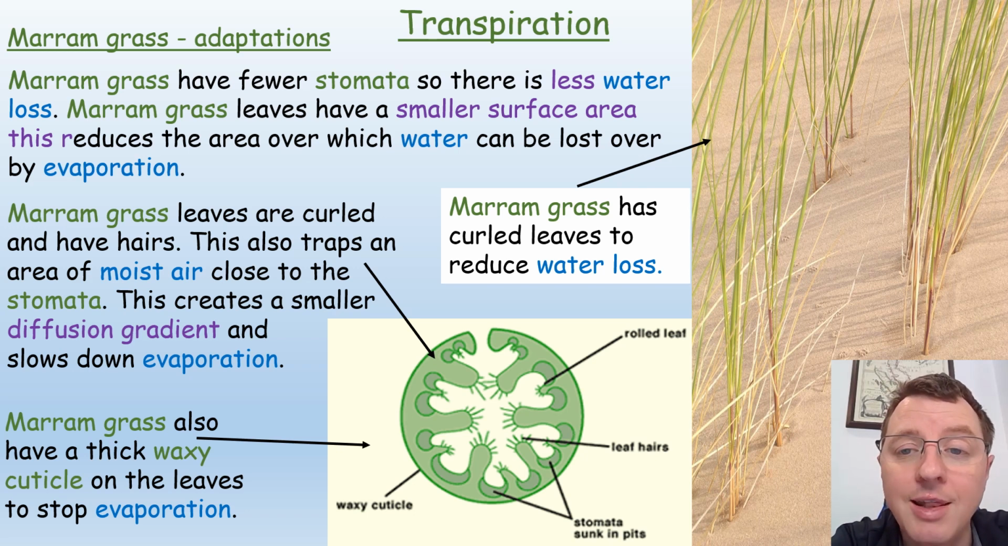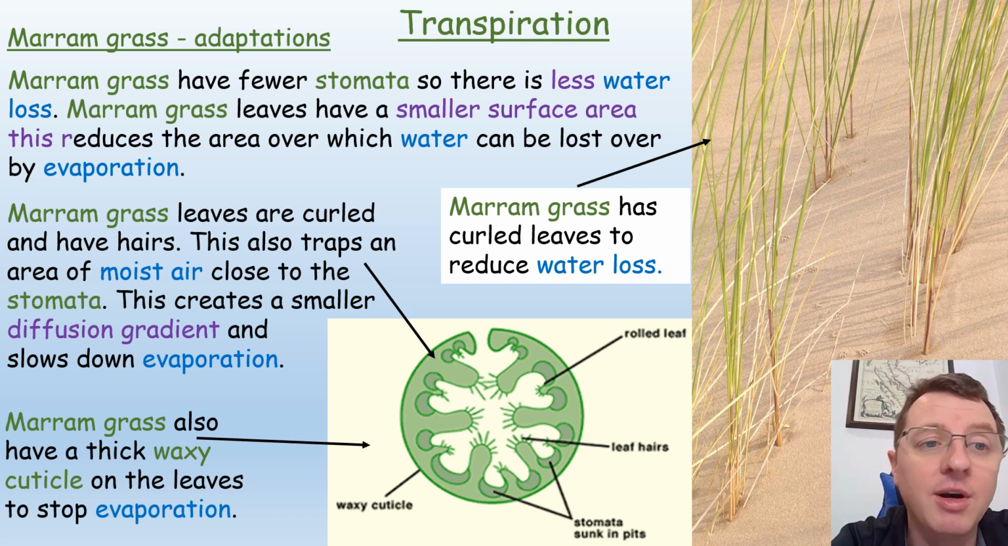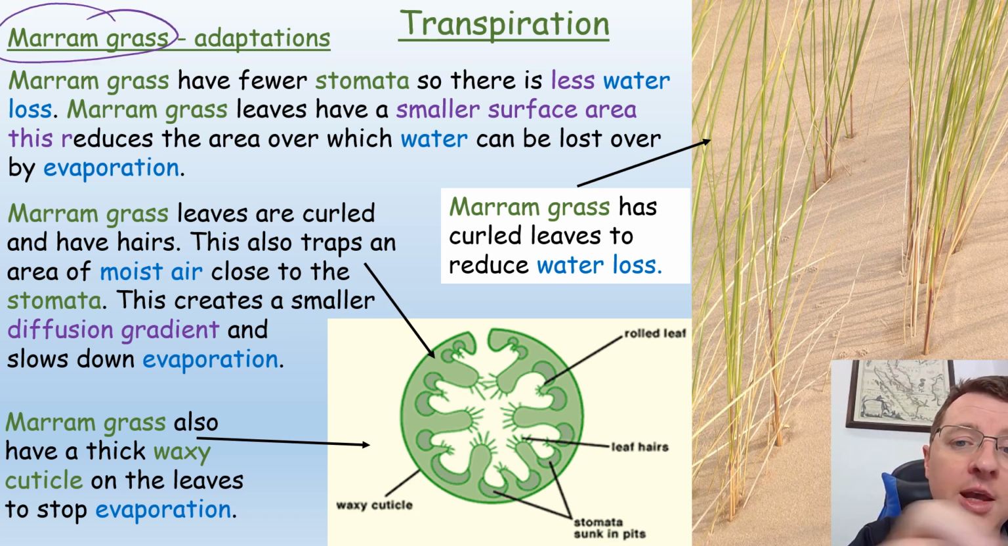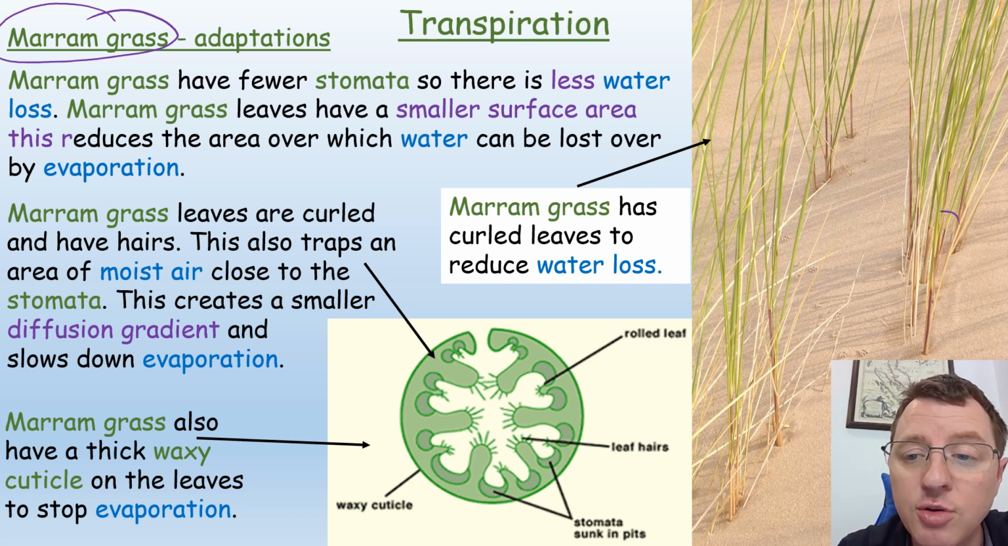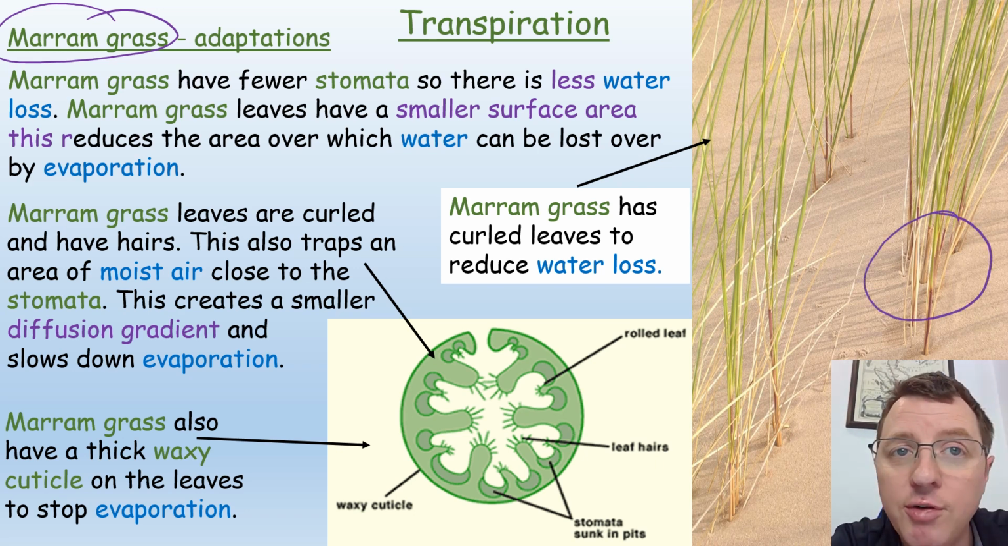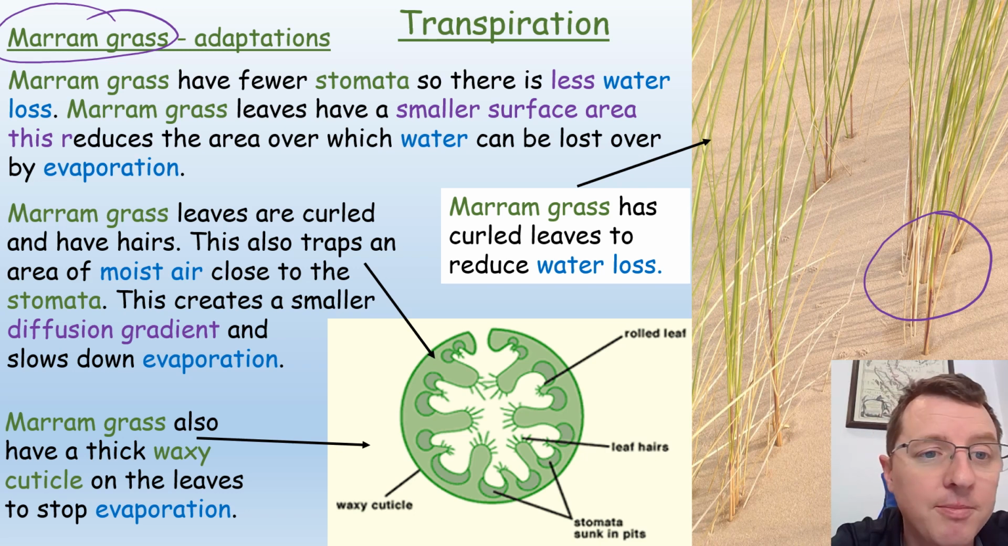Some plants live in environments which are extremely water poor. They do not have a lot of water. One example of that is marram grass. Marram grass live on sand dunes in the north of Europe and in North America, and the sand of sand dunes is extremely poor at holding on to and retaining water and moisture. So marram grass need to be well adapted in order to be able to grow in this extremely dry environment.